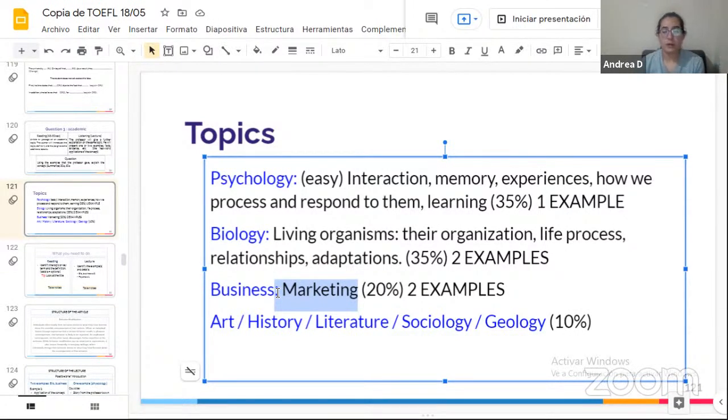Okay, so pretty much the topics that you can have are psychology, biology, and business. Psychology being the easiest one. So is that okay about the topics?